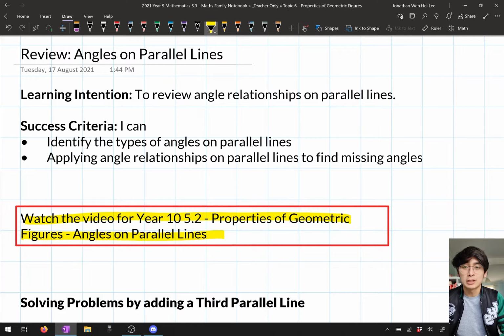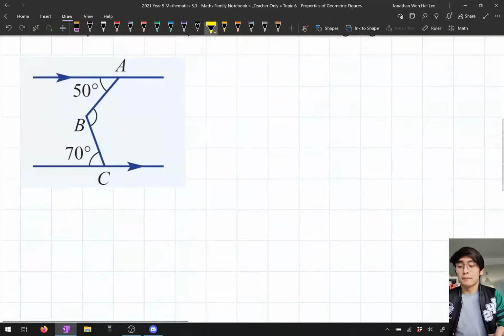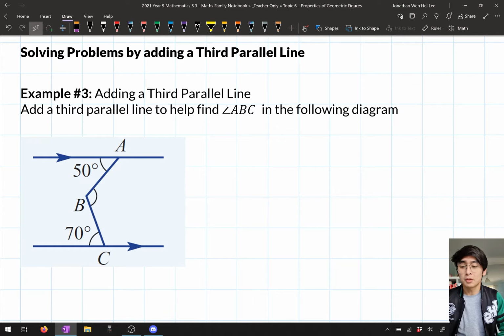What this second part of the video is going to do is add on this final part, an extra little skill that you can use when you're solving problems with parallel lines. And that is when we introduce a third parallel line. Here I'm going to go through 2 examples. Example 3, adding a third parallel line. Add a third parallel line to help find angle BAC in the following diagram. We're going to go through 2 examples just to highlight what this particular skill looks like.